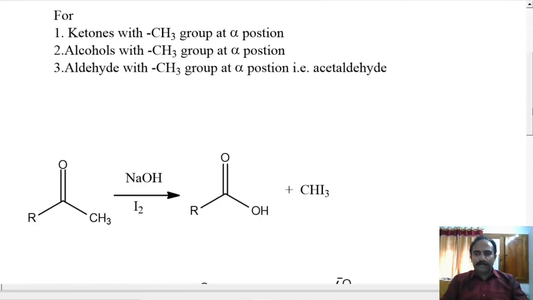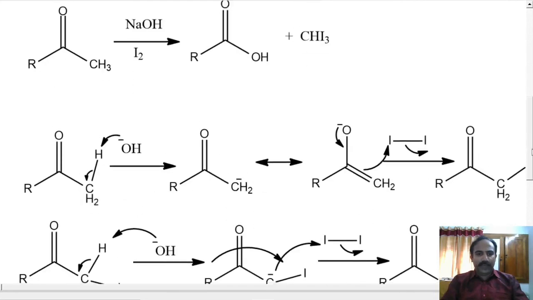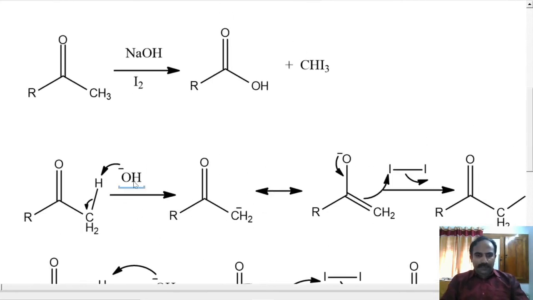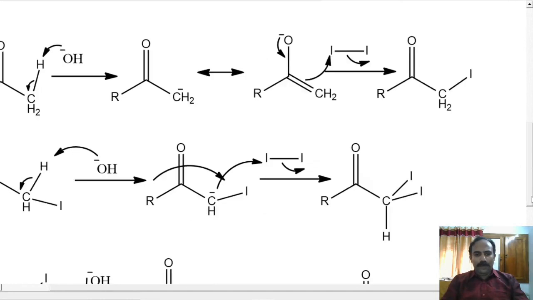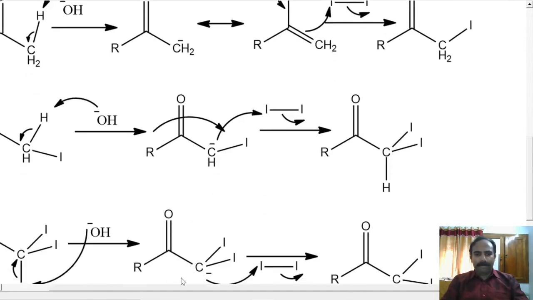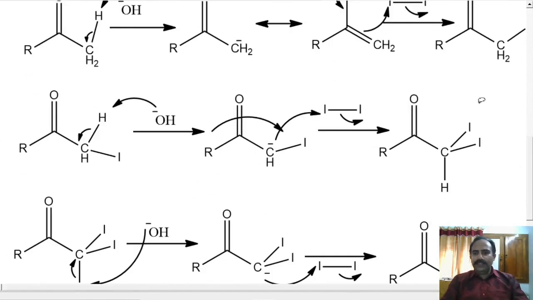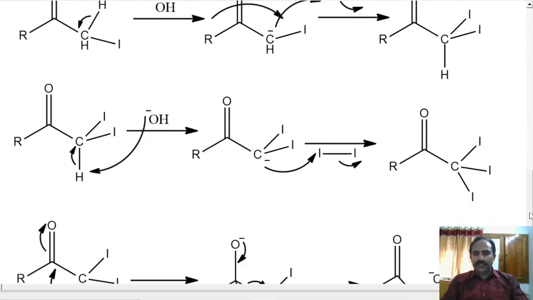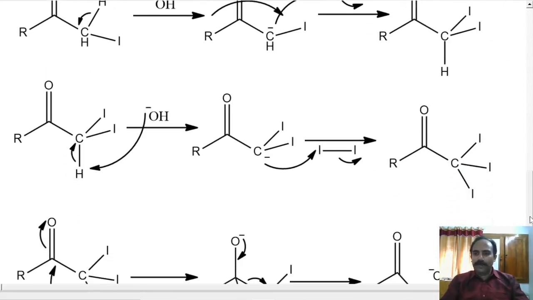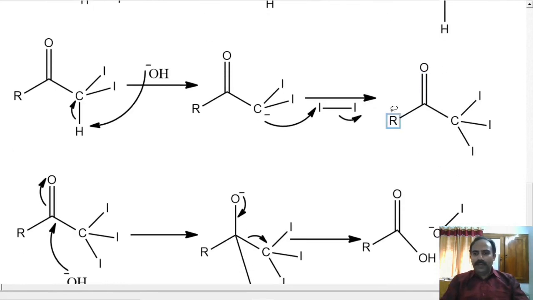Mechanism wise, this is the reaction, and mechanism wise, NaOH is a base. OH minus picks up a proton and it becomes an enolate, this enolate ion, and this attacks the iodine molecule to form the corresponding iodo compound, and this can repeat 3 times as there are 3 acidic hydrogens in that CH3 group, and we will reach this position.